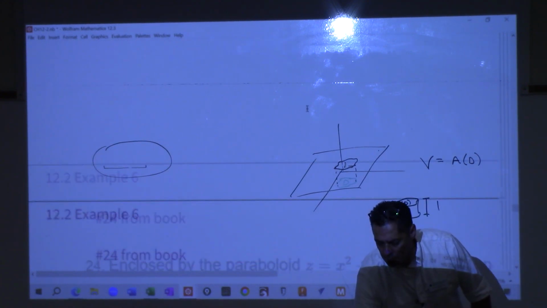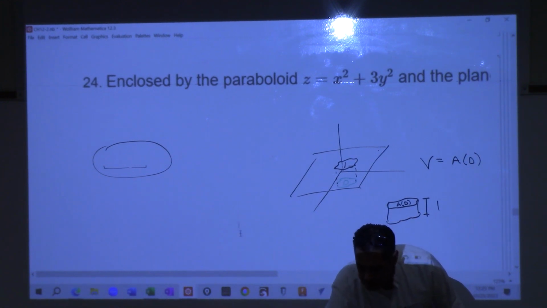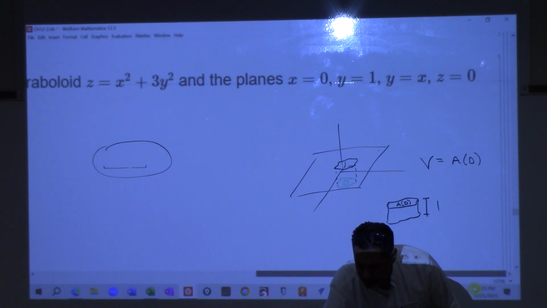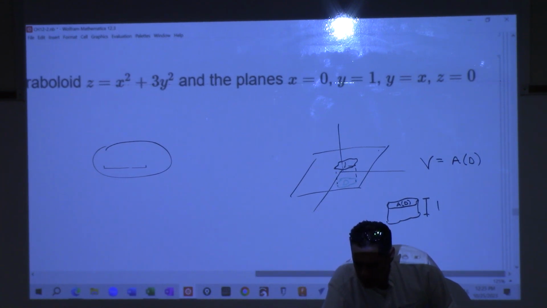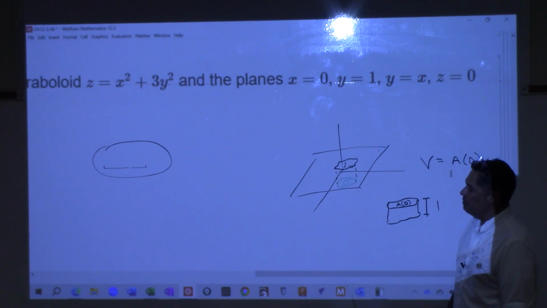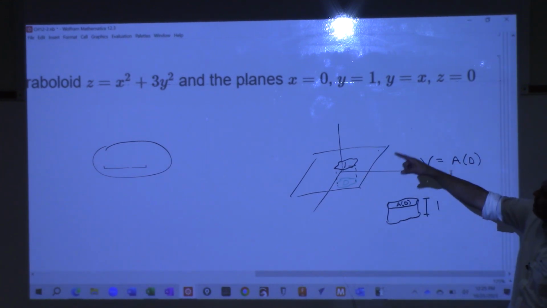All right, and then we have homework. Oh, we have this one. I must have thrown this in. This problem is just like the one we just did that I walked out of the room on. It's actually a little easier. Trying to find the volume between that paraboloid and these planes.